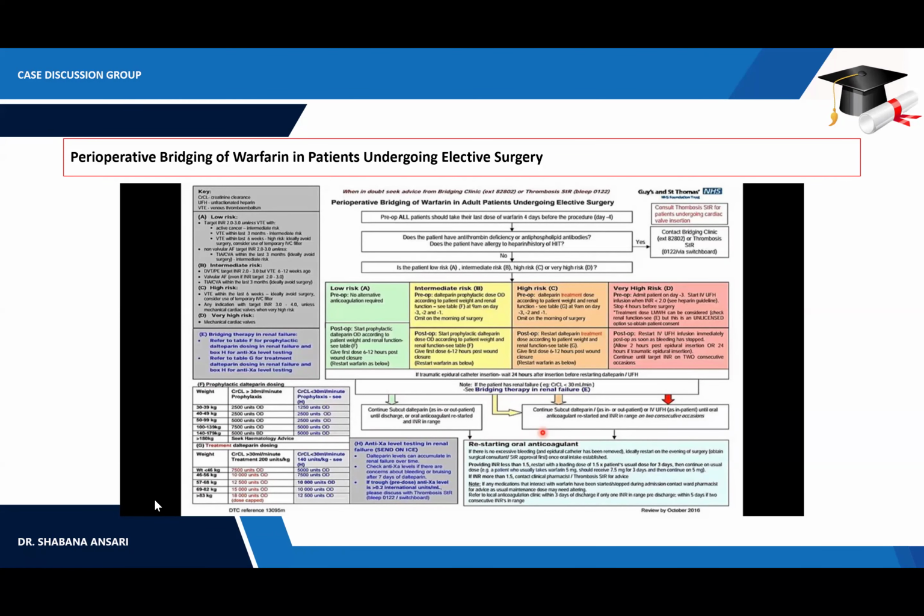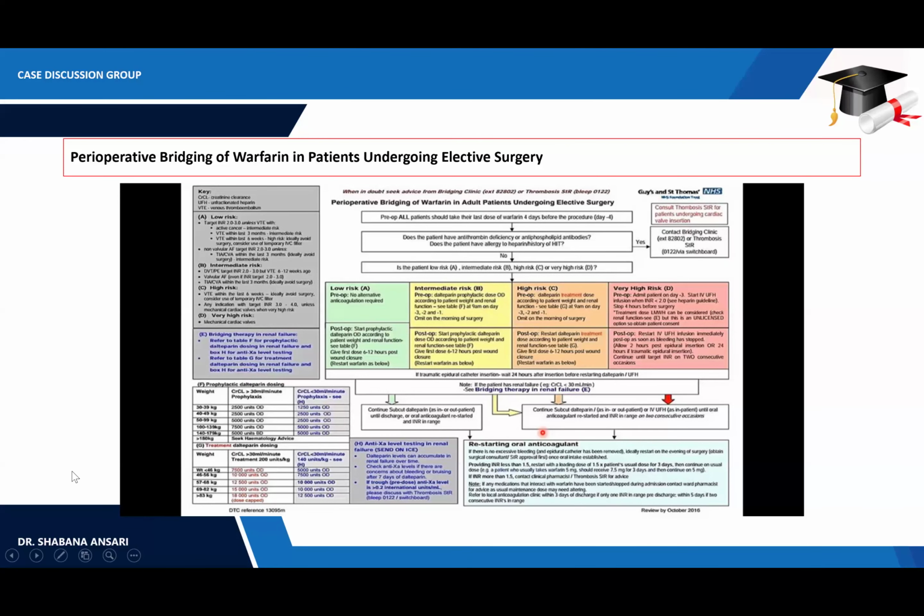Yes. Before doing this, we should know the category in which the patient falls, for example, low, moderate, high, and very high risk. So how do we categorize these patients? That is based on the age of the patient, their weight, what type of surgery she is undergoing, major or minor, and her renal clearance. All these factors will determine which category she will fall into.